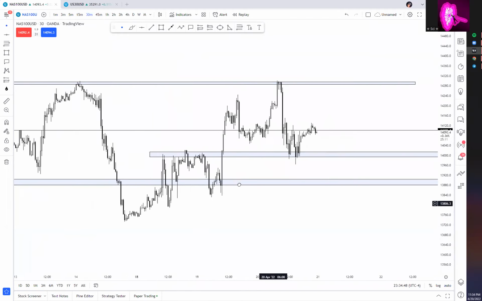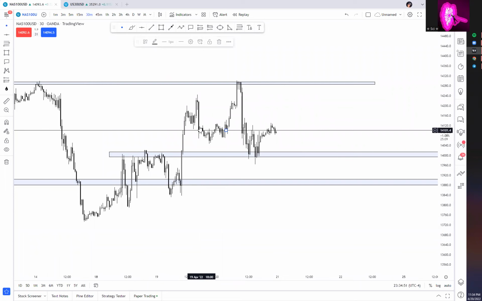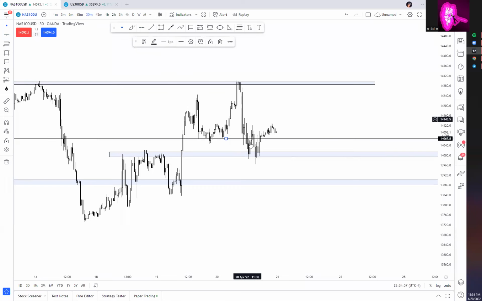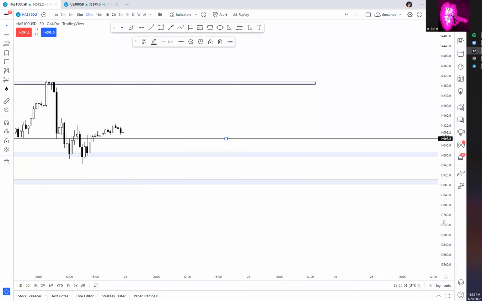But yeah, that's pretty much how I mark my zones, and I kind of use them. I kind of play like a little game with it. I just kind of go find all the wicks as price is going up and see if price is gonna break it or not, and then continue up.